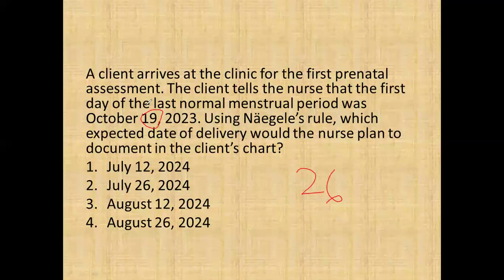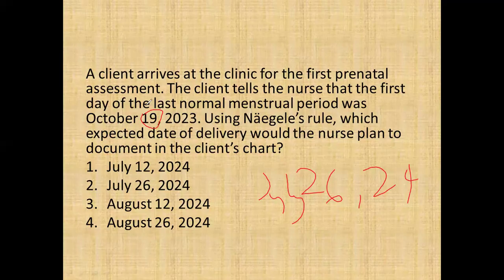And then 9 months forward from October will be July. So it will enter the following year. So that will be 26th of July 2024. That's how I got it. Thank you. So she had this one, that is the B. She said she had July 26, 2024.